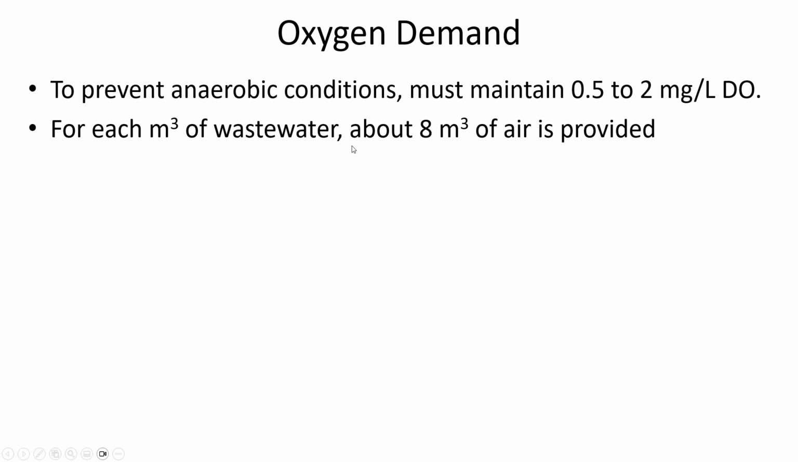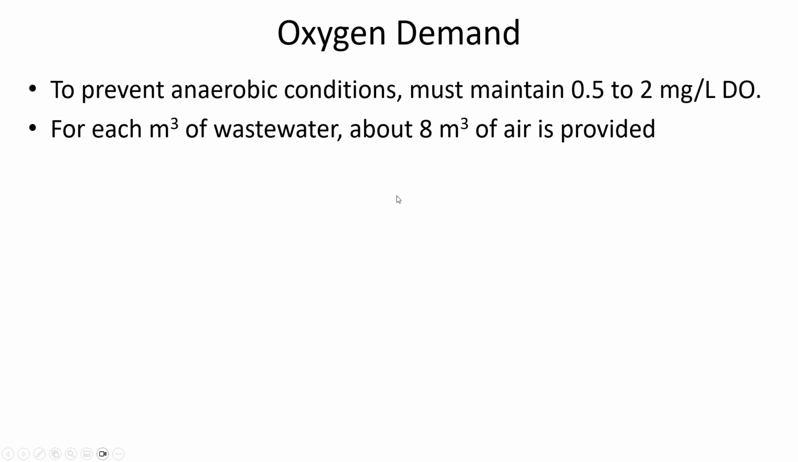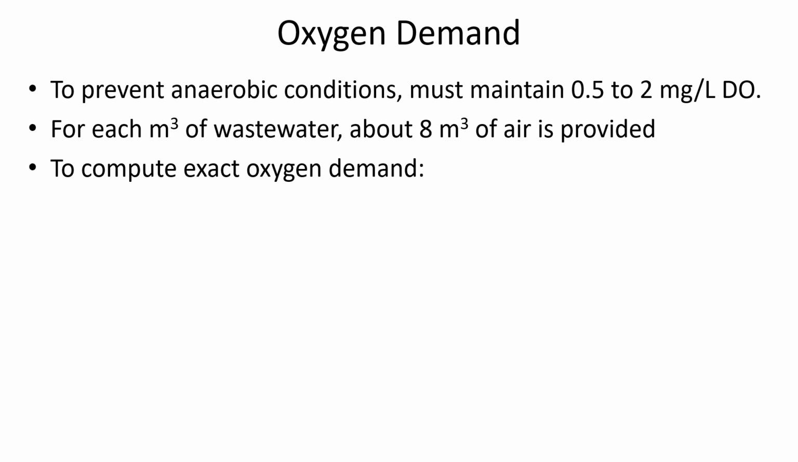A typical rule of thumb we've talked about before is that for every 1 cubic meter of wastewater, about 8 cubic meters of air is provided. So if the water is spending a certain amount of time in the aeration basin, that would indirectly give you an idea of the volumetric flow rate of air into the aeration basin. So in the time that the average fluid particle spends in the aeration basin, there should be 8 times the volume of air that's provided.